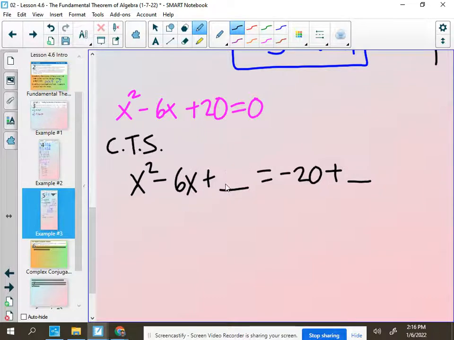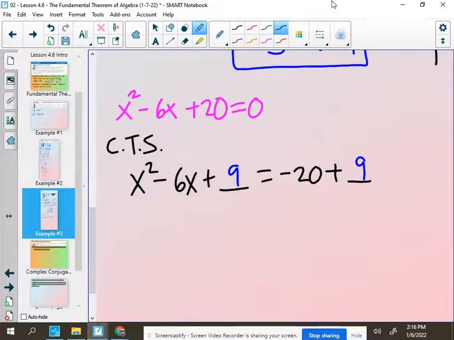Well, we're looking to create a perfect square trinomial. So the process was basically half of this number, 3, squared. 3 squared is 9. And again, that's not that hard. Those are easy calculations, right? 3 squared is 9. It's just a matter of knowing where that came from. Why are we doing that?